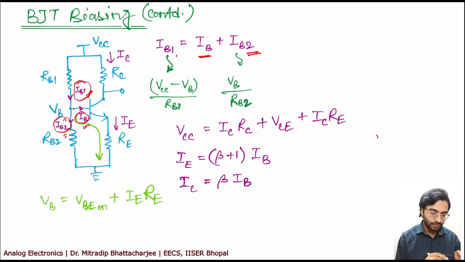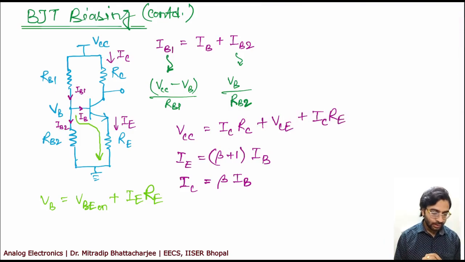Is that clear? Now what is the value of IB1? Look at this. You have a voltage source here, VCC. You have a potential here, VB. So IB1 will be VCC minus VB divided by RB1. So that is what is written. Similarly, your IB2 will be VB minus ground. Ground is 0. So VB minus 0 by RB2. So it is essentially VB by RB2.